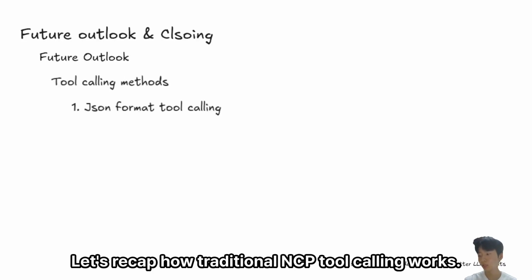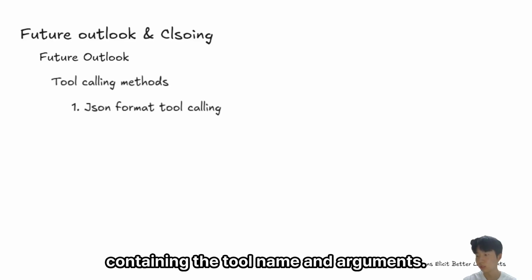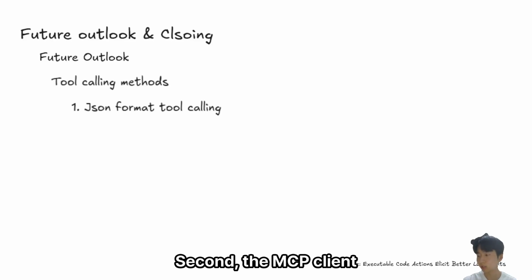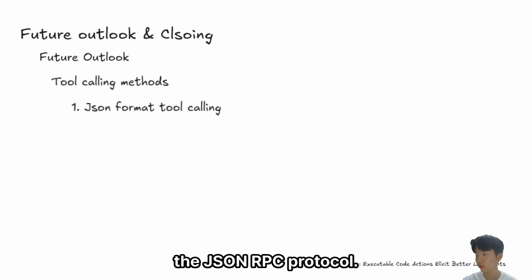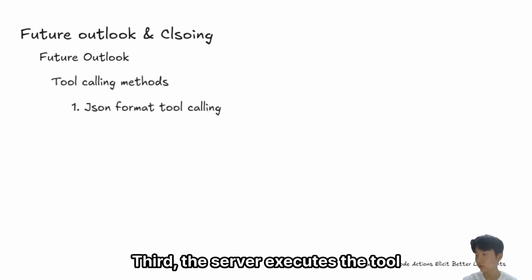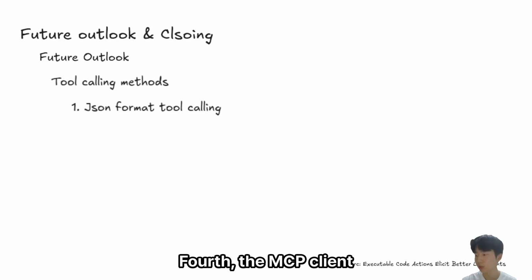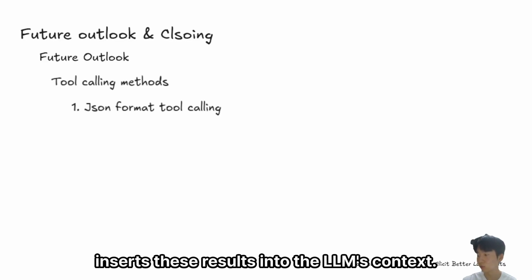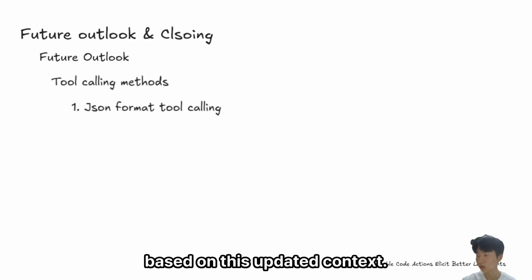Let's recap how traditional MCP tool calling works. First, the LLM generates a JSON formatted output containing the tool name and arguments. Second, the MCP client sends this JSON to the MCP server using the JSON-RPC protocol. Third, the server executes the tool and sends the result back to the client. Fourth, the MCP client inserts this result into the LLM's context. Fifth, the LLM continues generating output based on this updated context.